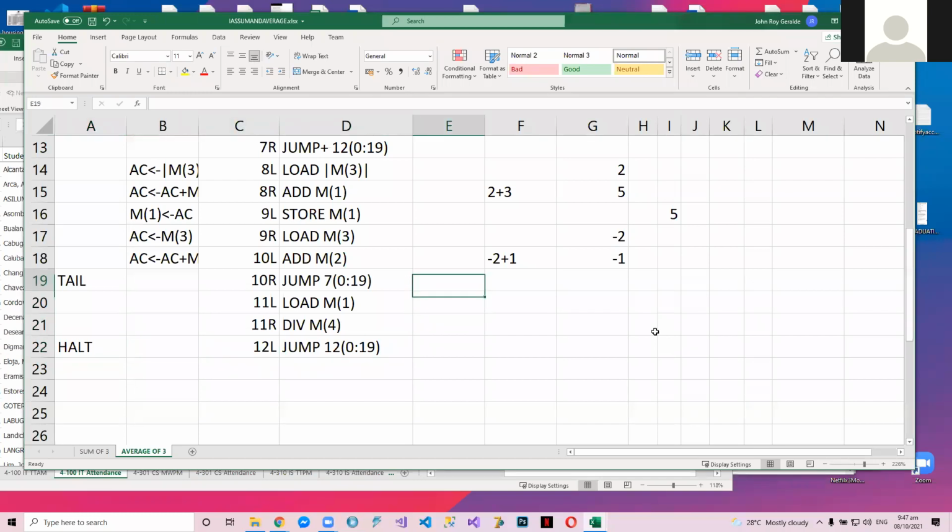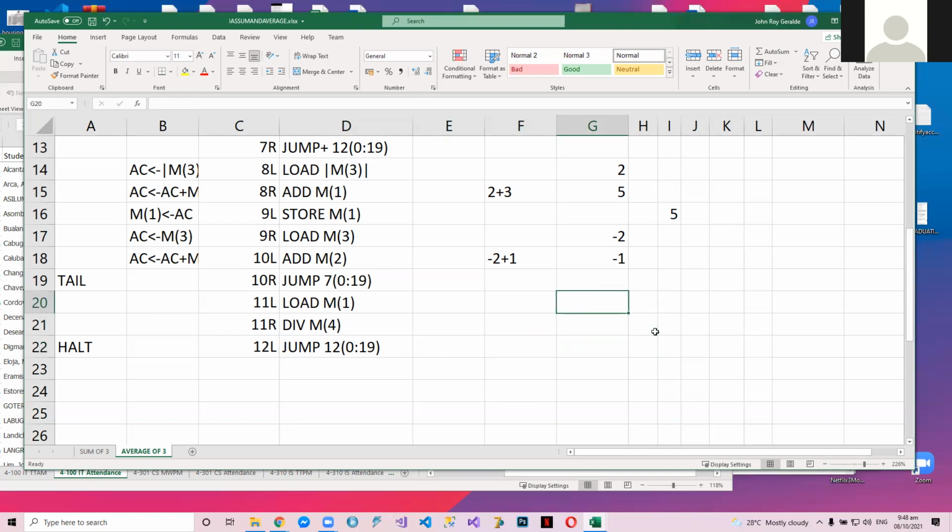But when the accumulator becomes 0, okay, they follow, we load the accumulator to M1, the final value. Remember, this is a 6. The accumulator becomes 6, and then we divide by M4. So we'll have 6 divided by 3. The final value in the accumulator becomes 2. Do you follow? And then we do a halt.